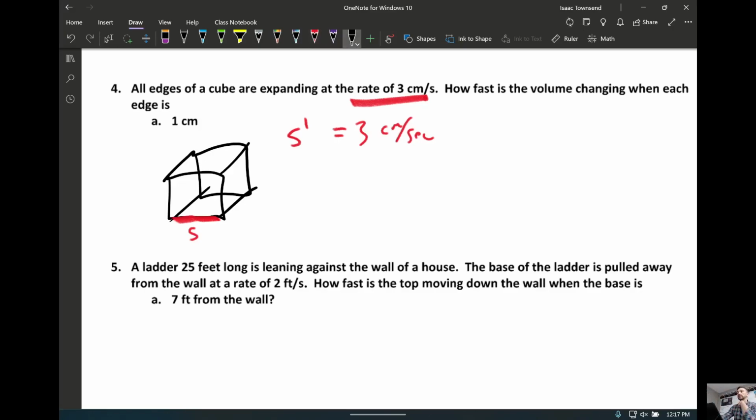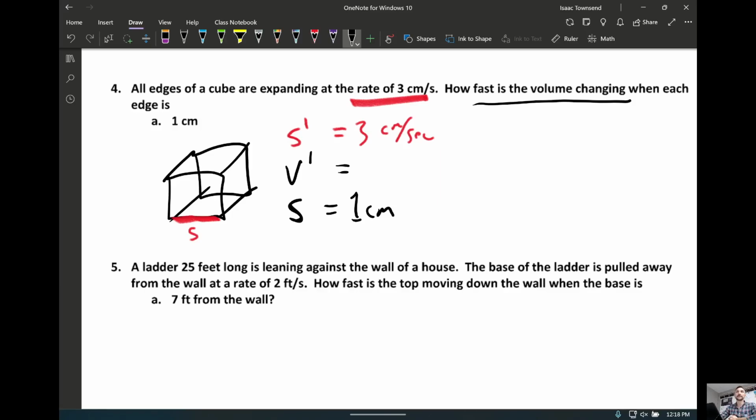They want us to find how fast the volume is changing. So they're not asking for V, they're asking for V prime, the rate of it. Specifically, when the edge, which I called S, is 1 centimeter. Sometimes it's easy to overlook some of that and we have to reread the question and dig a little more information out of it, but we need a formula that ties this type of stuff together. Side lengths, volumes, and cubes.